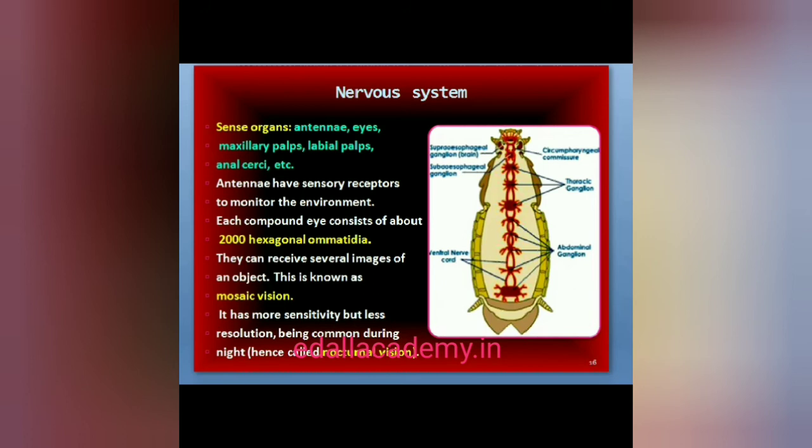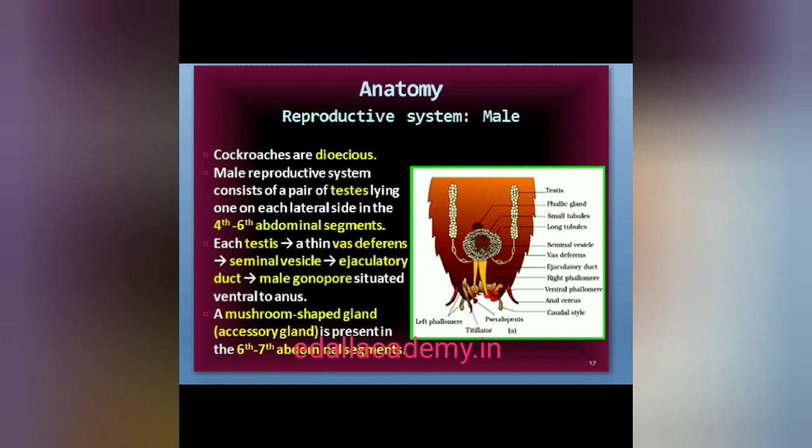Each eye consists of about 2000 hexagonal ommatidia, singular, ommatidium. With the help of several ommatidia, a cockroach can receive several images of an object. This kind of vision is known as mosaic vision, with more sensitivity but less resolution, being common during night, hence called nocturnal vision. Cockroaches are dioecious and both sexes have well-developed reproductive organs.